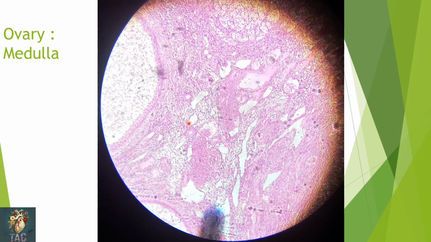Another section at higher magnification of the medulla of the ovary, where you can see the spaces which are present, and these different blood vessels are present. Here you can see a section of the corpus luteum. Here again you can see a section of the corpus luteum.